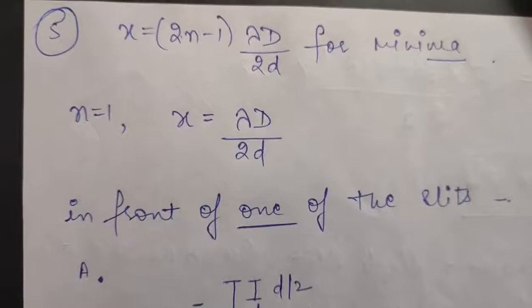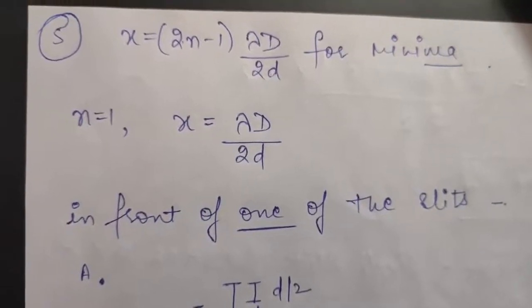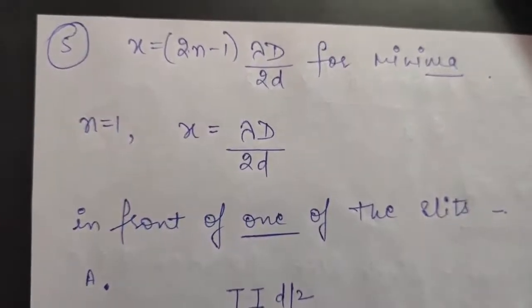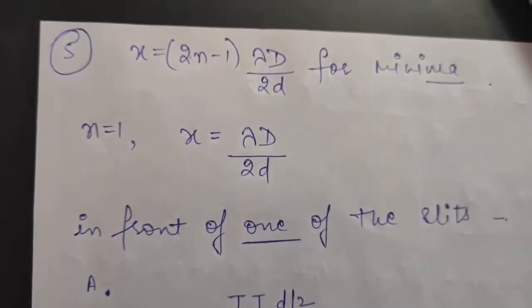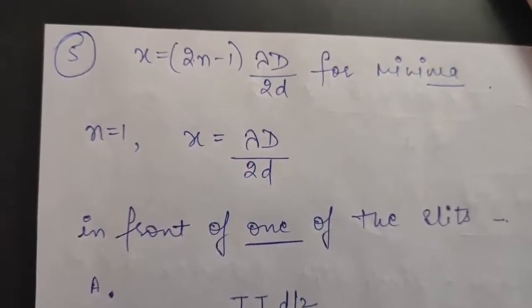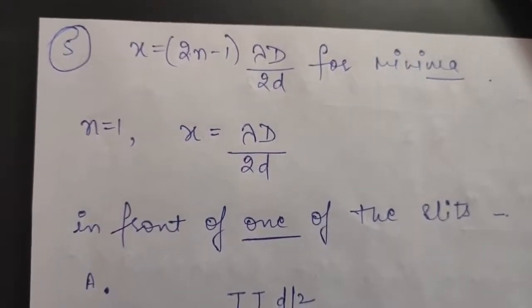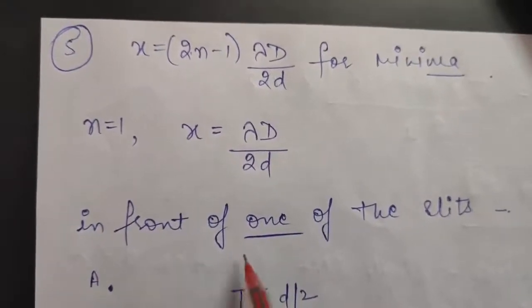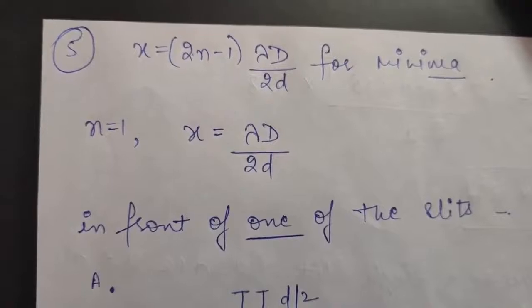Okay, in fifth question you are given, in a Young's double slit experiment, the first minima on the screen is found just in front of one of the slits when the slits are illuminated with a monochromatic source of wavelength 600 angstrom. I think in the question which is given in the assignment, this part is missing. So make it in front of one of the slits. Okay, so this is the question.